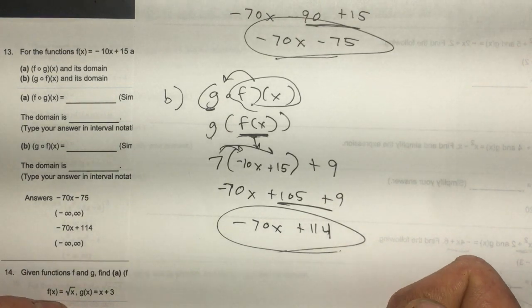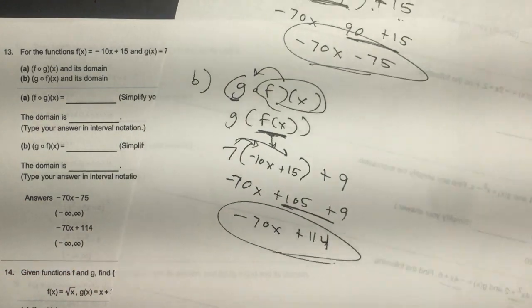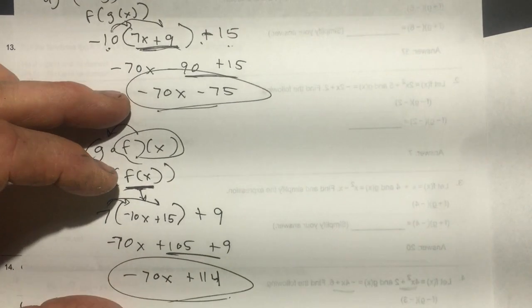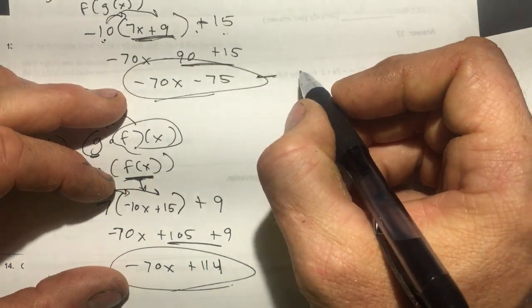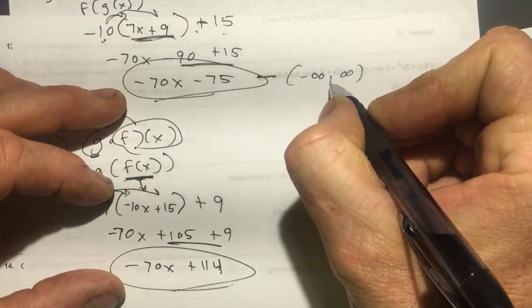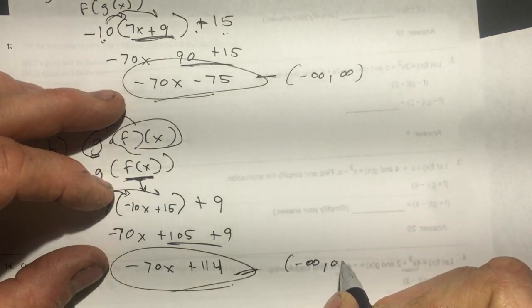All right, then it asks for what the domain is for each of those. So if you look at these two answers here, are there any restrictions on what x can't be? Here, there's no restrictions. So x can be negative infinity to positive infinity. That'd be my domain. And same thing here, negative infinity to positive infinity.